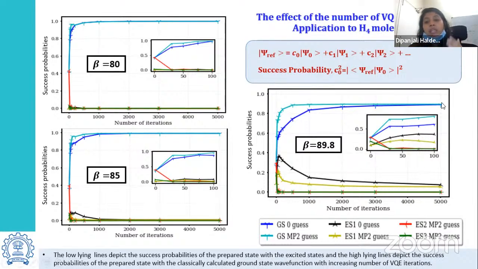But if we increase the number of VQE iterations, we can see that the success probability between the initially prepared state and the excited state diminishes to 0, whereas the success probability between our initially prepared state and the target ground state reaches almost 0.95. So we can see that via the VQE algorithm, we can prepare a multi-determinantal state which has a very good, substantial overlap with the target ground state.